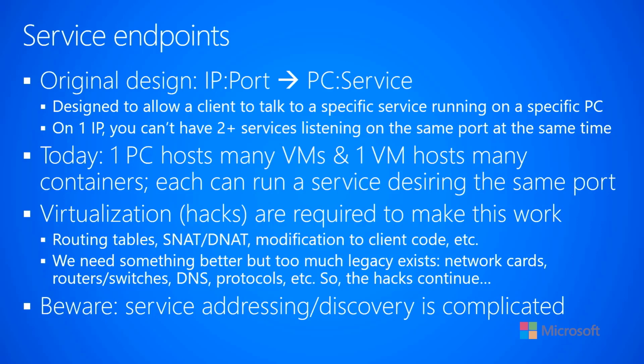So now we have this kind of multiplexing issue where a client request comes into the PC, but it's really for a specific VM, for a specific container in the VM, for a specific service running within the container on the VM on the PC. And somehow we have to sort all this out.